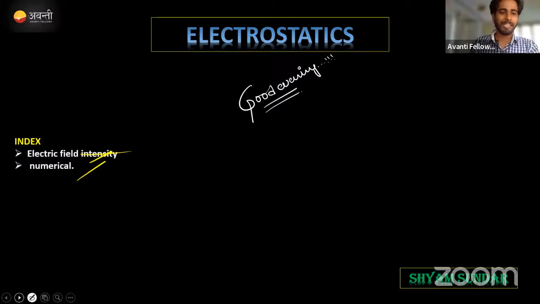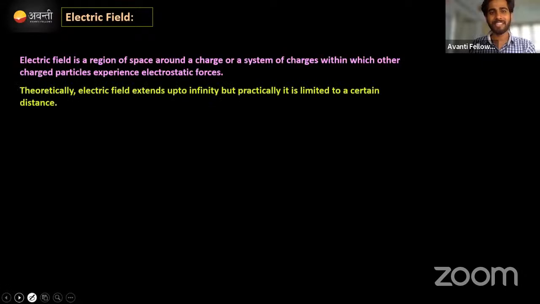Okay, we'll take a quick recap of what we discussed in the previous classes. In the last class we started the electric field intensity, or electric field. What is an electric field generally? There is a field which is around a charge. Around the charge, a field is created, and we call it the electric field. Correct? If any other charge comes into that field, it feels some force due to that charge. Correct?